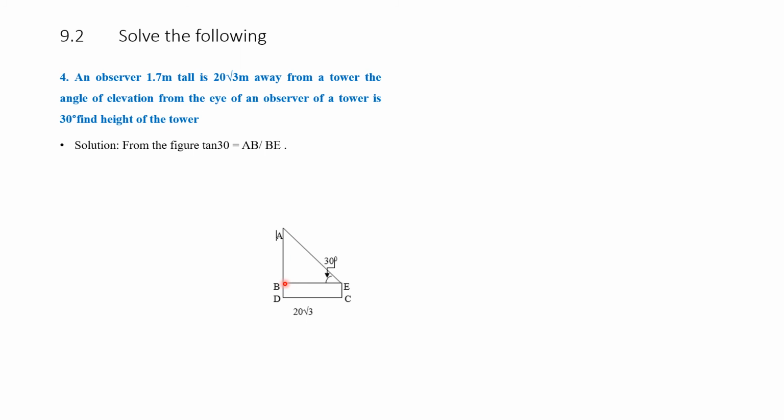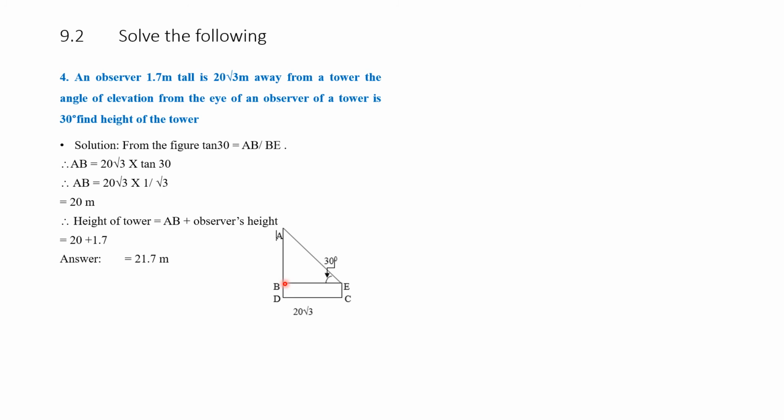Solution. From the figure, tan 30 is equal to AB by BE, and AB is equal to 20 root 3 into tan 30. Therefore, AB is equal to 20 root 3 into 1 over root 3, which is equal to 20 meters. Height of the tower is equal to AB plus the observer's height. Therefore, AB is 20 meters plus 1.7 meters we have to add. Therefore, the height of the tower is 21.7 meters.